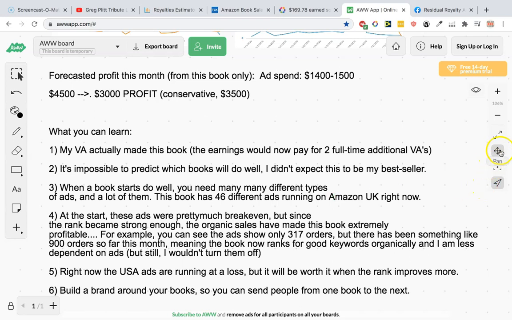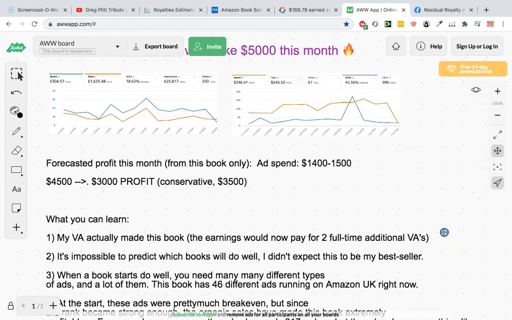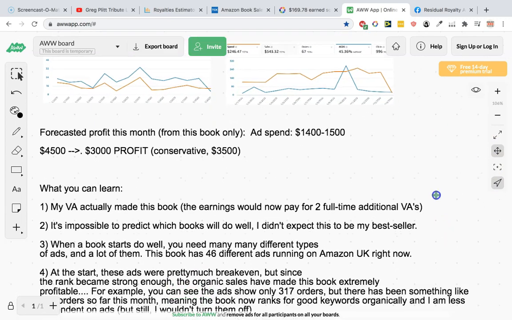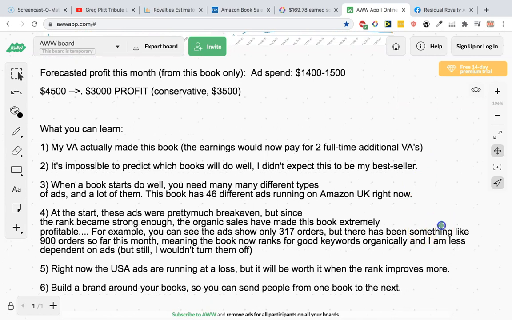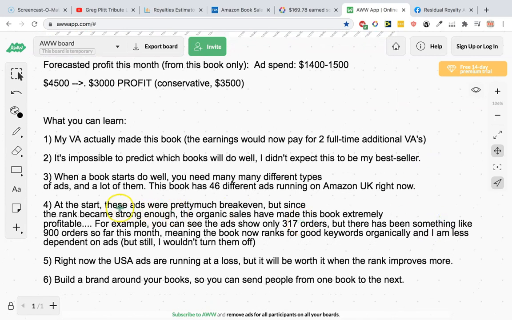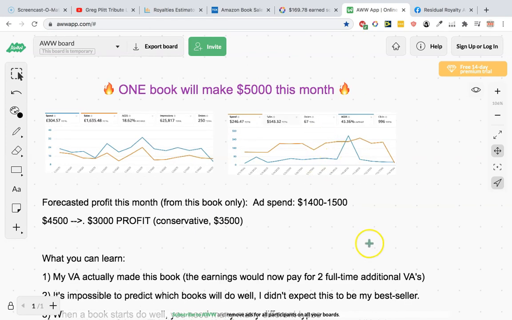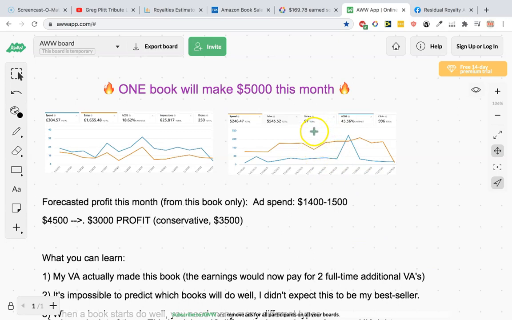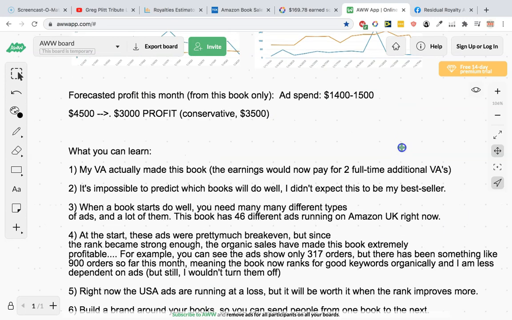But you can see overall the ACOS is really good. And it's spending not very much, but it's getting a lot of sales, and it's also ranking organic now, obviously. So as I say, at the start, these ads were pretty much break even, or maybe even sometimes at a loss, like you can see for the one here in America. That's going to be a loss, because if the royalty is something like $2 to $3 per book, then times that by 67, that's not going to cover the ad spend plus the VAT.